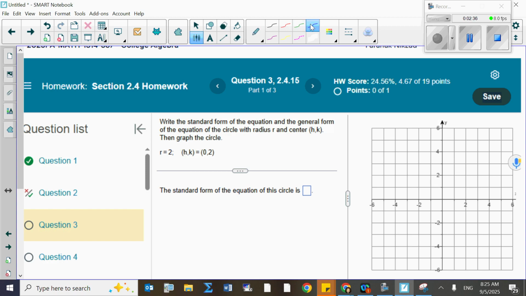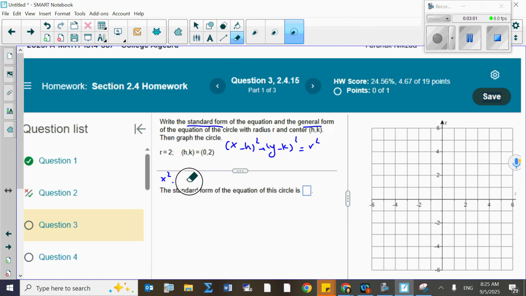Next question is asking us to write the standard form and the general form of the equation. So we know that the standard form is just x minus h squared plus y minus k squared equal to r squared. But what is general form? The general form is x squared plus y squared plus ax plus by plus c equal to 0. So this is the general form and this one is the standard form.